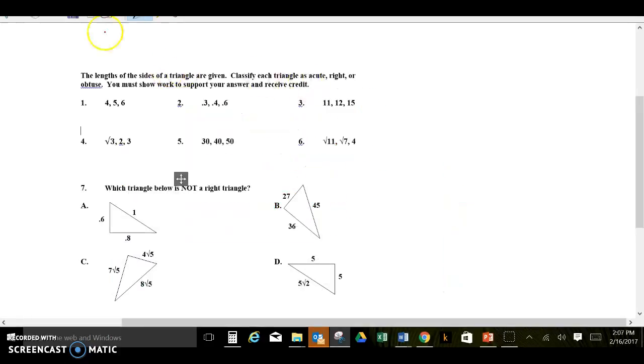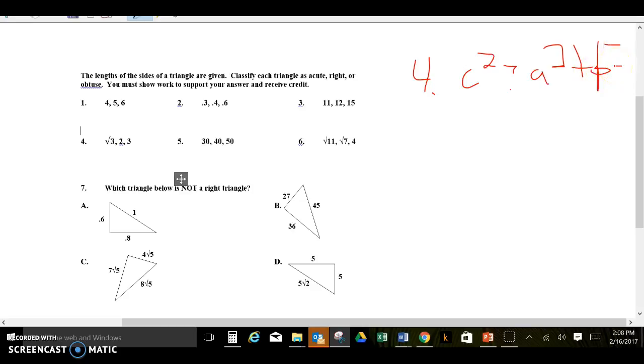So here we are in the worksheet. I just want to get you a little started so you can see what's going on. I'm going to do one of them for you. Let's look at number 4. Looks like a good choice. If they want you to classify the triangle as acute, right, or obtuse, we're going to use c squared question mark a squared plus b squared.